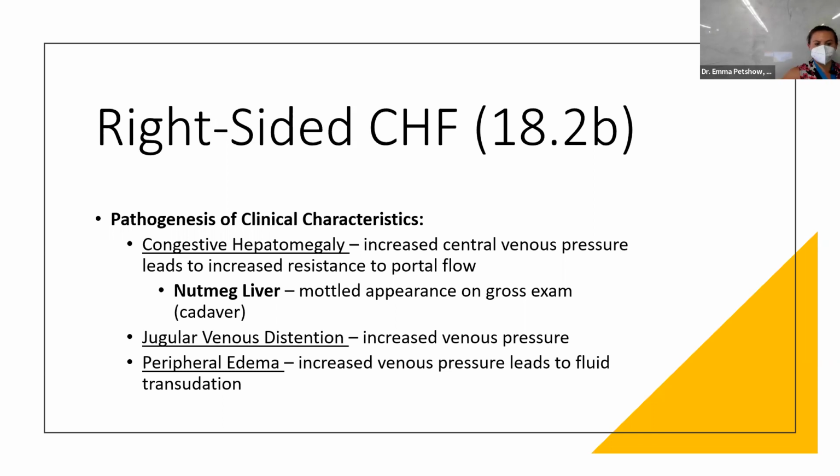Everything's swollen and puffy. Congestive hepatomegaly, that can decrease your liver flow, portal flow. And on cadaver exam, you can get something called a nutmeg liver. So if you're looking for a pathognomonic for right-sided congestive heart failure, a nutmeg liver, it's essentially a mottled appearance of a liver on a cadaver exam, would not be helpful for diagnosis. JVD, increased venous pressure, often seen as pulsation of your jugular vein, and peripheral edema.